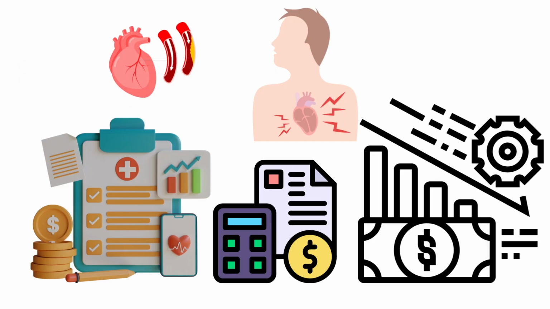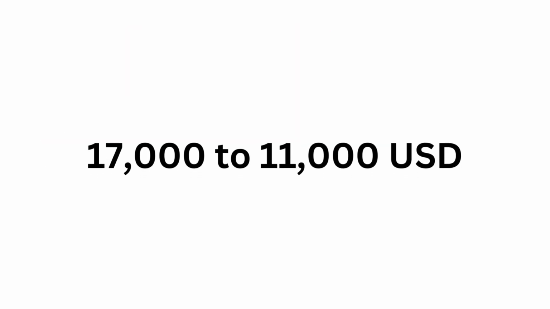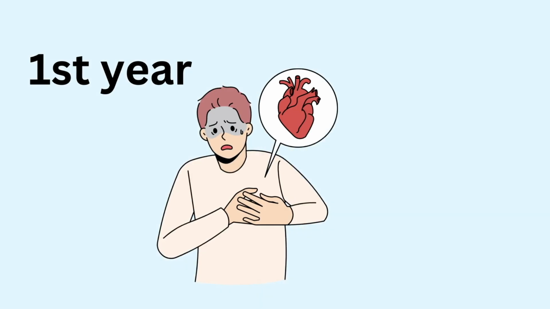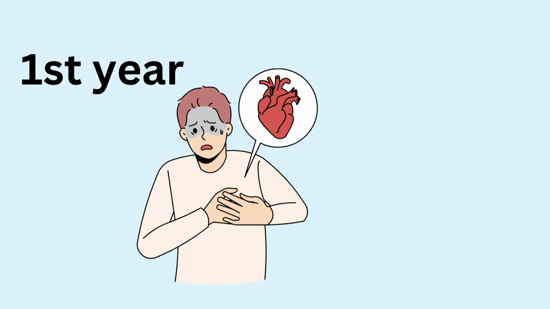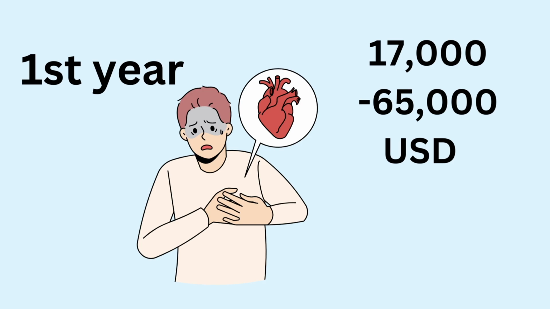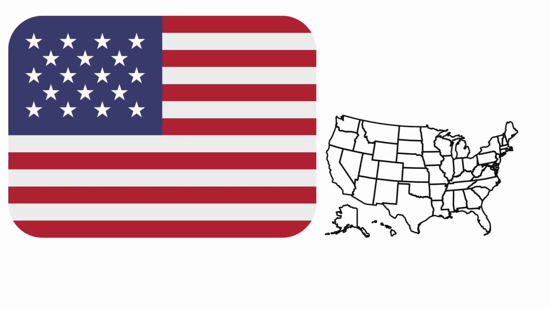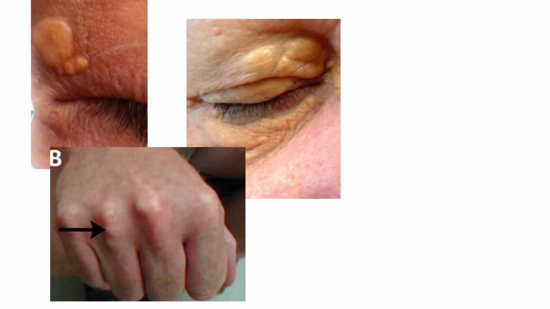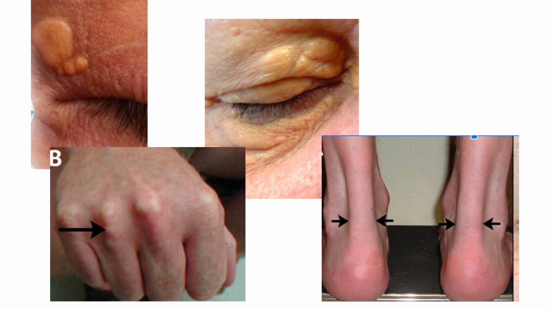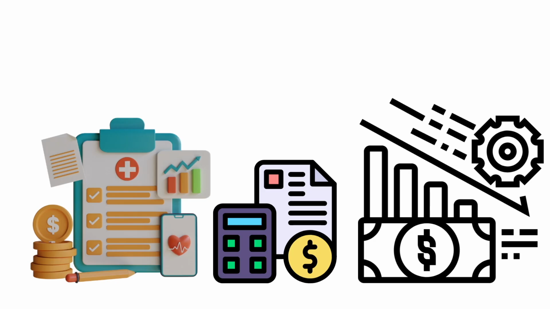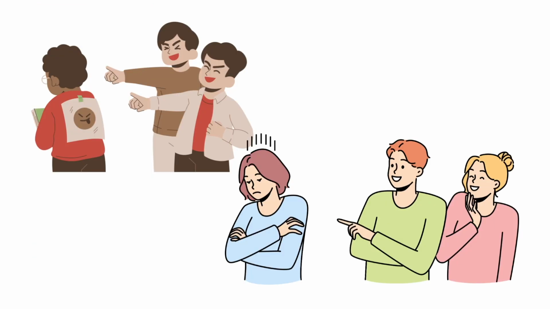The financial cost of FH over the course of 11 years was studied to be around $17,000 to $11,000, even without cardiovascular events. However, in the first year after a cardiovascular event, it was estimated that the patient had to spend upwards of $17,000 to $65,000 in treatment. The study came from the United States in 2019. Symptoms of FH include lumps around the eyes, knees, knuckles, or elbows, swollen or painful Achilles tendon, and yellowish areas around the eyes. Such financial burdens and physical symptoms can cause great social implications on the child, such as social isolation.